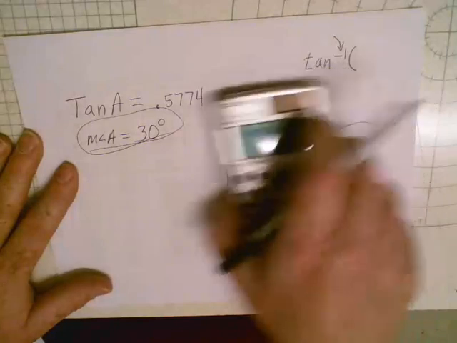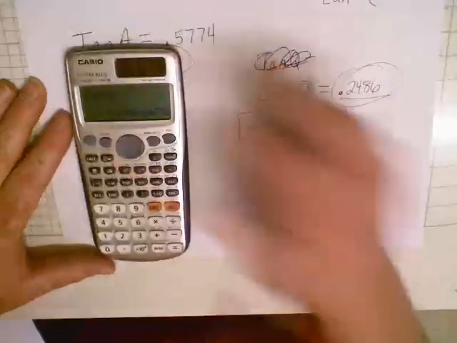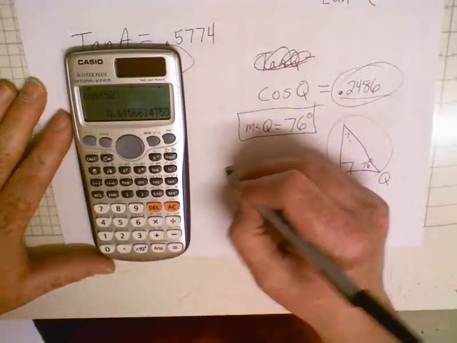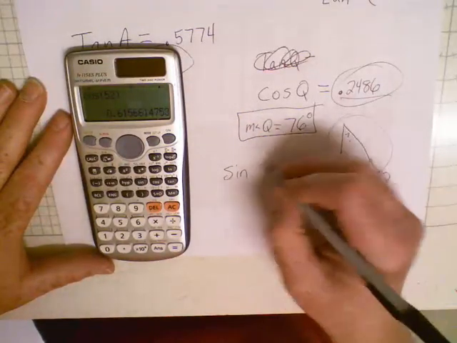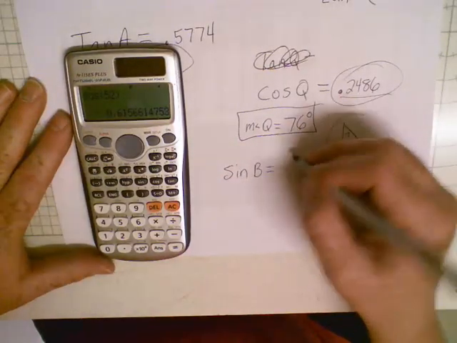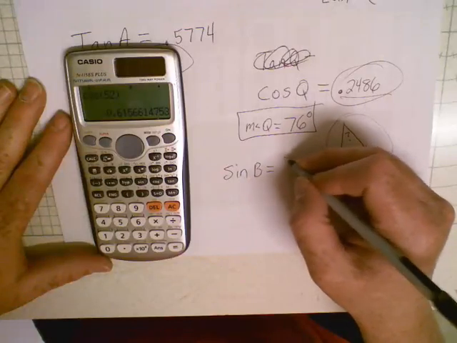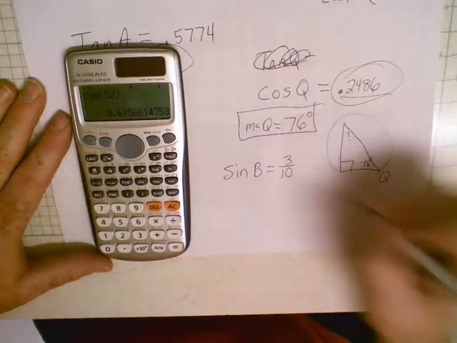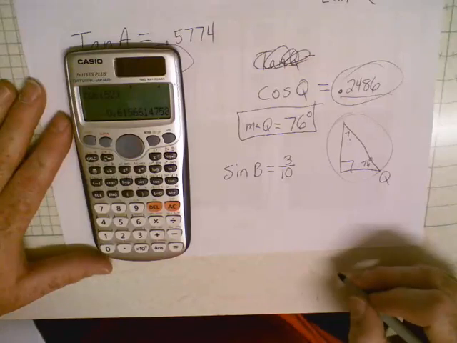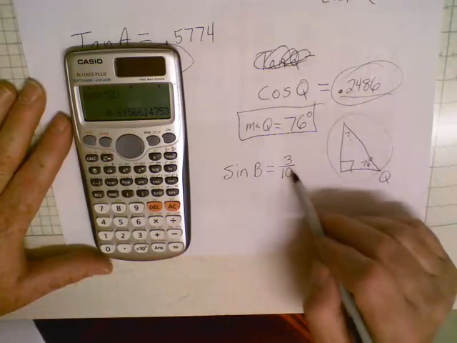We have the Casio. Let's try one using the Casio here. Say sine of angle B equals, let's do a fraction, 3/10. Just made up something. It doesn't matter if it's a decimal, fraction, whatever it is. We can put that in here.